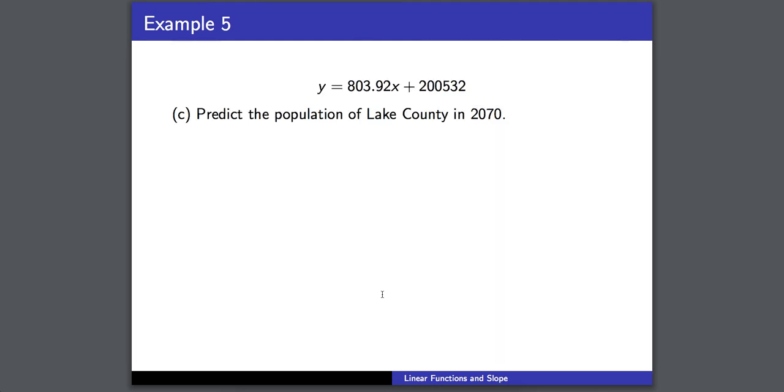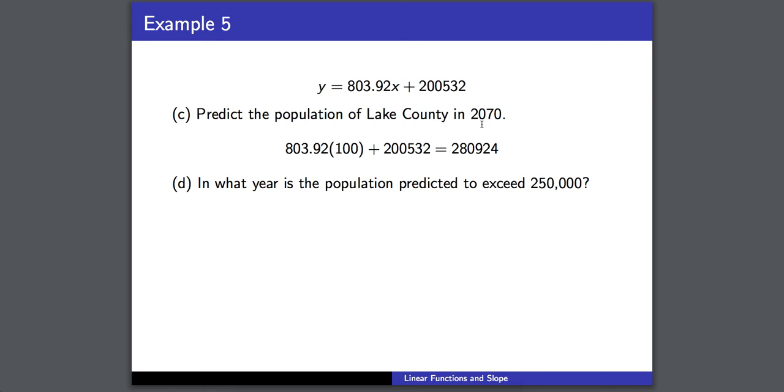Predict the population of Lake County in 2070. So in this case, we want to know what the population is going to be in the year 2070. Well, that's 100 years after 1970. So if we plug in x equals 100, we get about 280,924 people. So well on our way to close to 300,000 people in Lake County predicted in 2070.